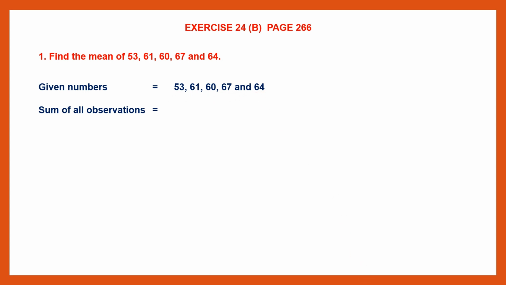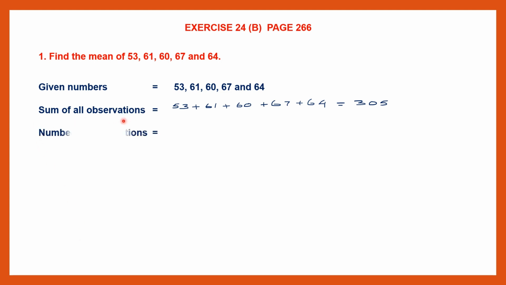So here let's add up these five numbers. So 53 plus 61 plus 60 plus 67 plus 64. And when you add up all these numbers, you get 305. So this is the sum of all the observations.